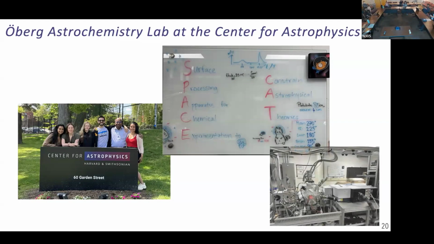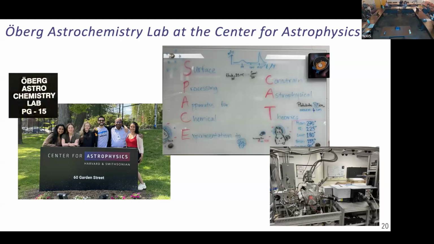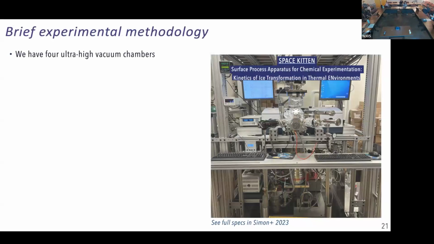Briefly, I just wanted to show my lab mates and our experiments. All of them have really funny names. It started off with Space Cat. If you hear me say any of these, SPACE stands for Surface Processing Apparatus for Chemical Experiments to Constrain Astrophysical Theories. But I'll talk about Space Kitten, which is the tinier version of this, a little bit more. We have four of them: Space Cat, Space Mouse, Space Tiger, and Space Kitten.